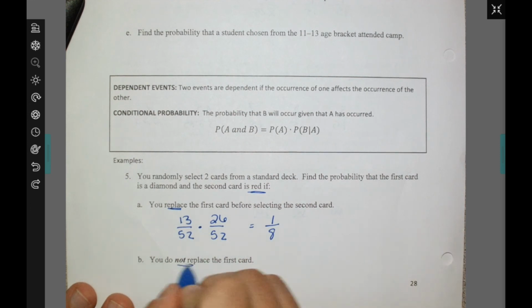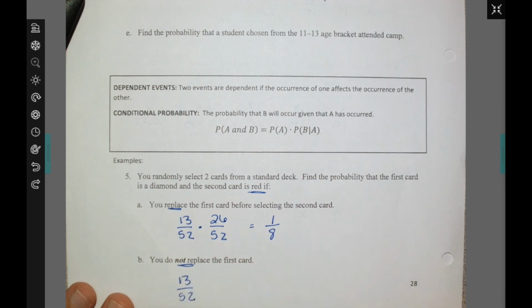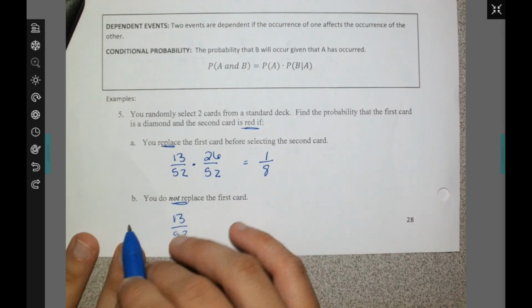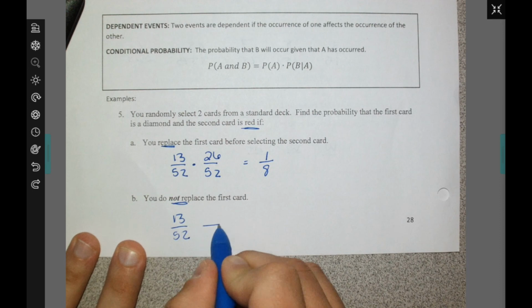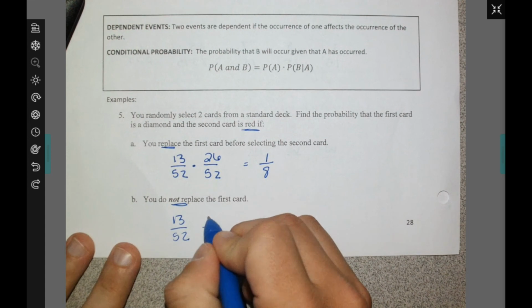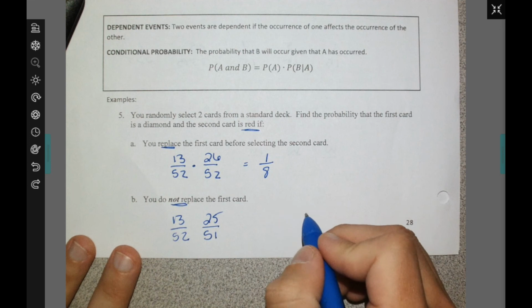For B, you do not replace, so I pull the diamond from the deck. So again, the probability of getting a diamond is 13 out of 52. The change is on the second one. So if I don't replace, I take the diamond, I throw it out. There's now 51 cards in the deck. And then the diamond was also a red, so we are down 1 red card. So instead of 26, we're now at 25.